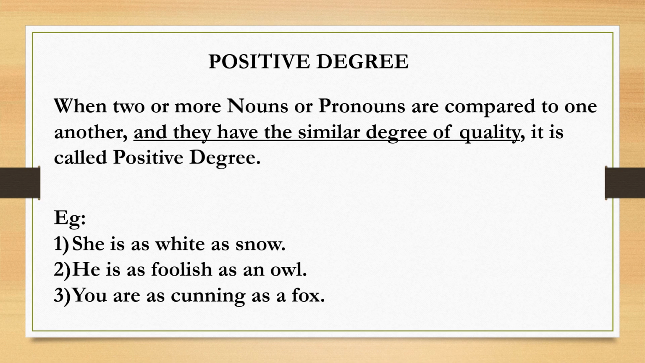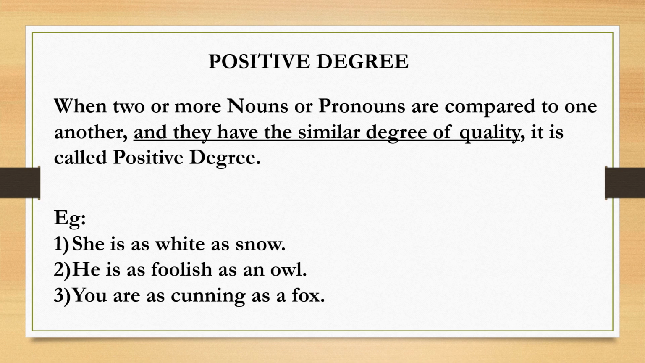Now observe the second sentence. He is as foolish as an owl. Here, the pronoun he is compared to the owl. The words as foolish as indicate their comparison, where both are equal in degree of quality. The pronoun he is said to be equally foolish as an owl.